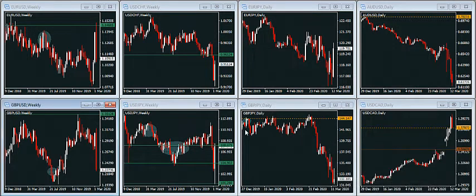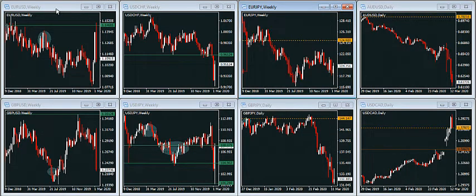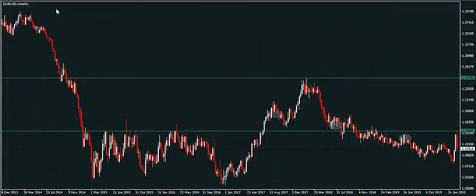Alright, it's Sunday, March 15th. We're going to take a look at, actually, we'll start off with a weekly. We should probably spend more time looking at the weeklies. So let's go ahead and start off here with the Euro Dollar weekly.